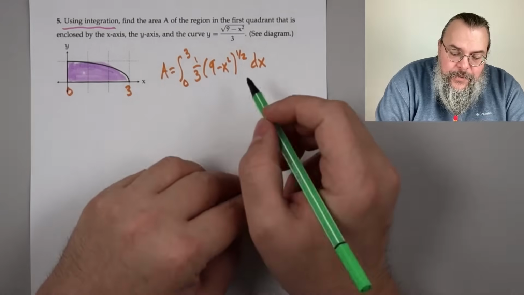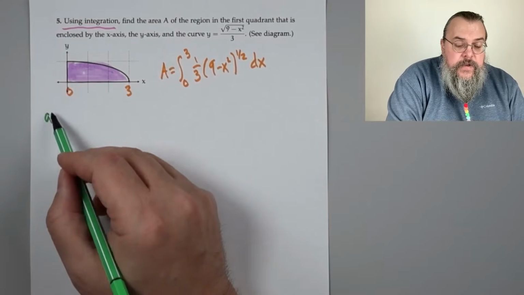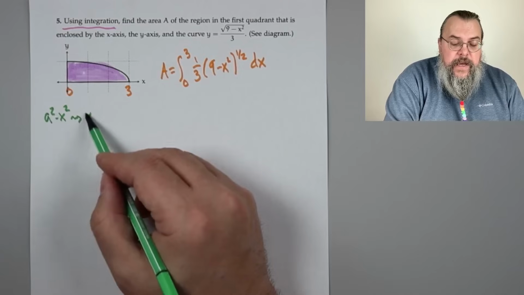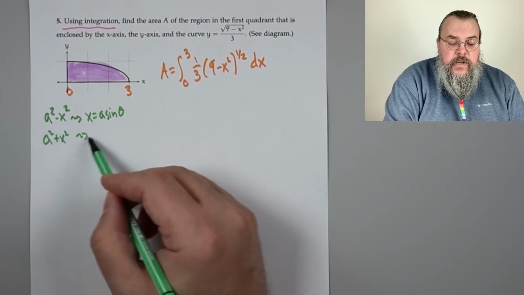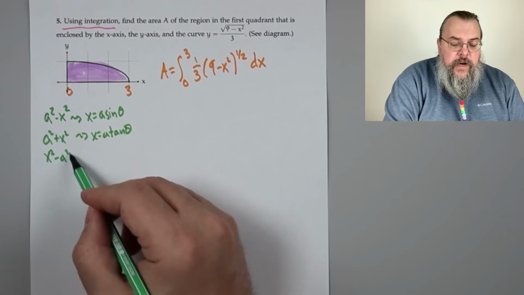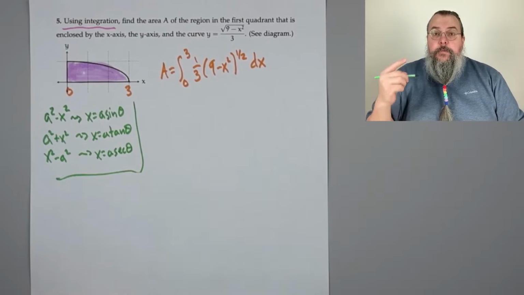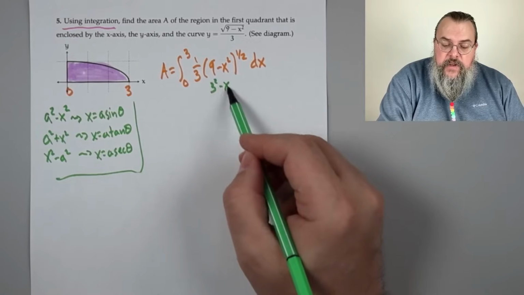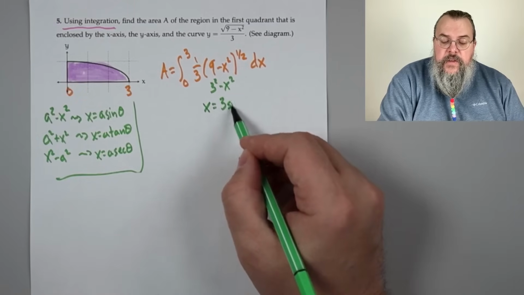All right, so what's this trig substitution? Let's review that really quickly. If we have a squared minus x squared, which is what we have right now, then x is a sine theta. A squared plus x squared, tangent theta. And then x squared minus a squared, secant theta. So those are our trig subs, and we make sure we know them, and we make sure we know which setting we're in. So we're in the 3 squared minus x squared. So we say, we're going to let x equal 3 sine theta.